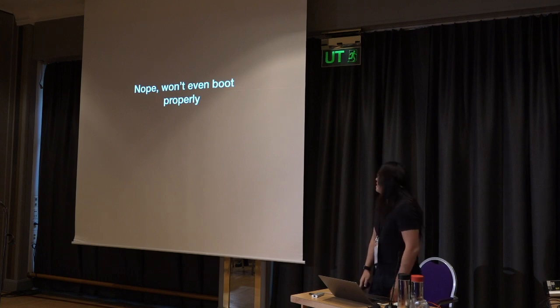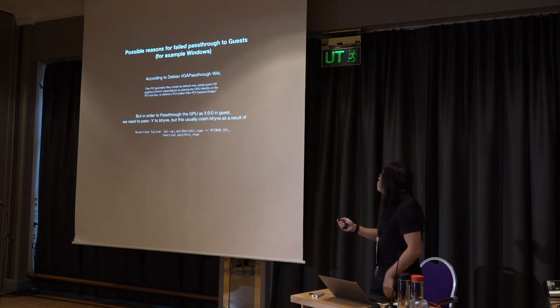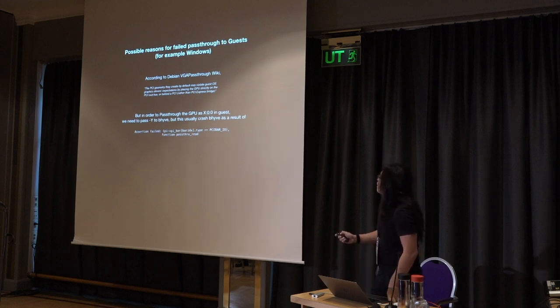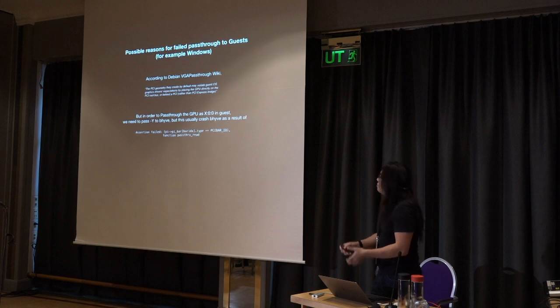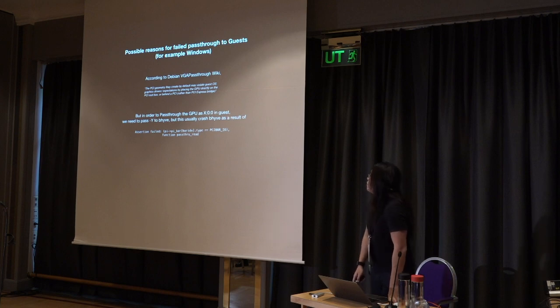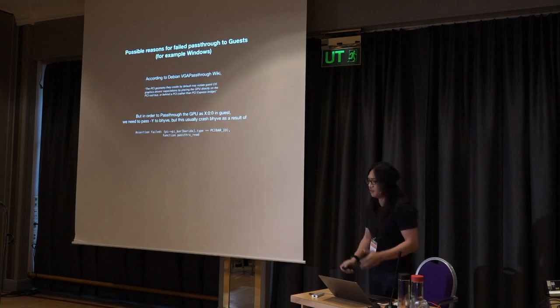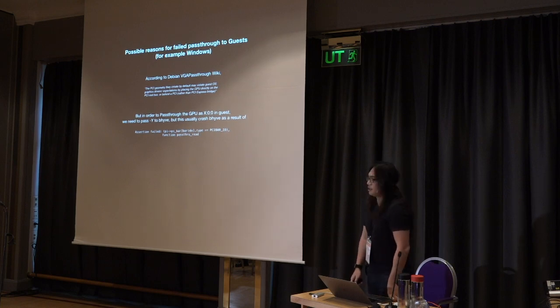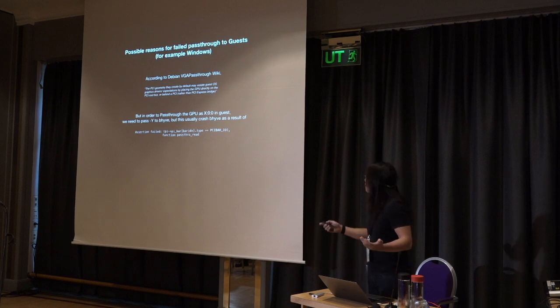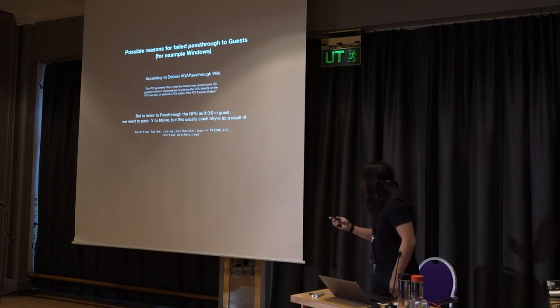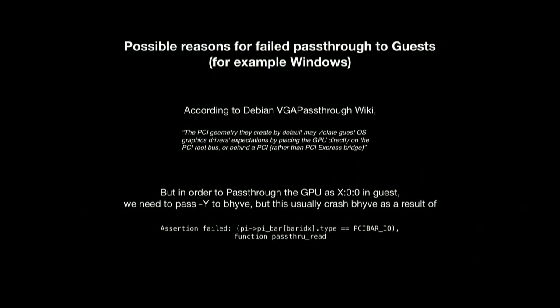We talked about before that all the Windows 10 guests actually do not work at all. So I checked online to try to figure out why. It turns out, from a Debian VGA passthrough wiki, that sometimes you cannot assign the GPU to the root bus because it will confuse the driver. So naturally, I tried to assign it to a different bus. In order to do that in bhyve, I need to pass the -Y flag. But somehow, it crashed bhyve with an assertion failed. So I can never really try with Windows. But maybe if I have an Intel motherboard, things can be a little bit different. Who knows?